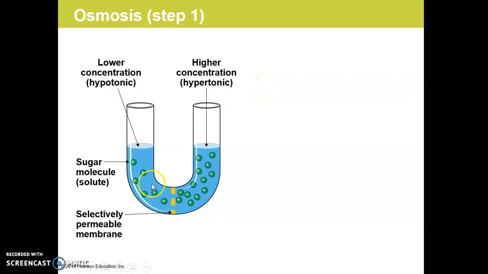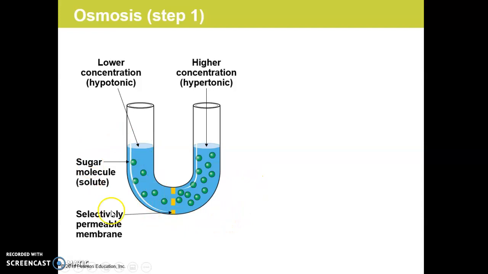In this system, you have a little U-shaped container with a selectively permeable membrane that prevents the movement of the green sugar molecules across that membrane. In order for this system to achieve equilibrium, something needs to move, but since the solute can't move, it's going to be the water.